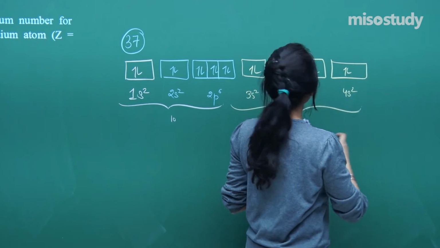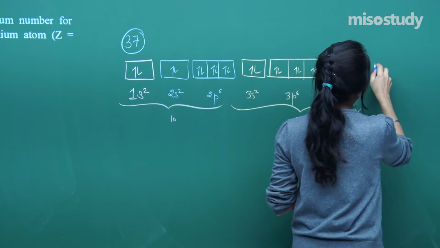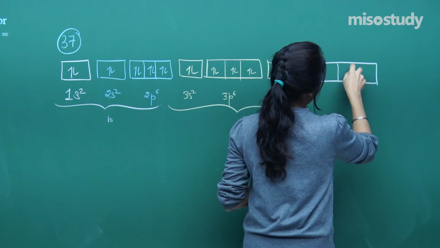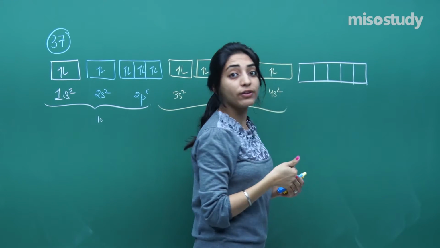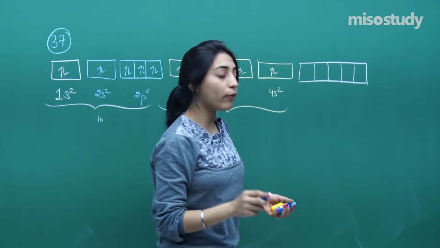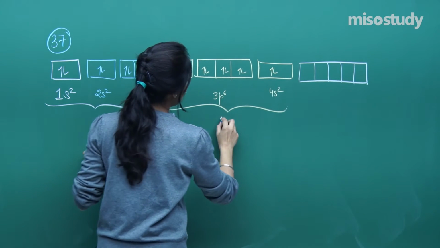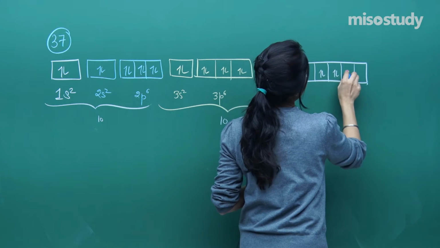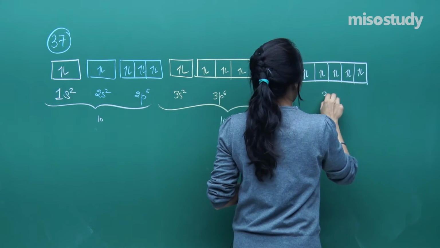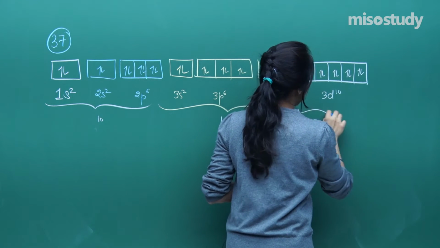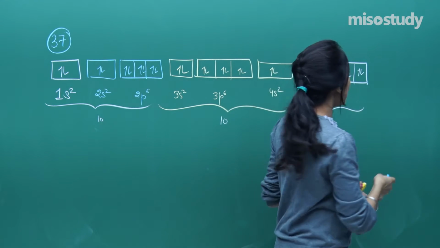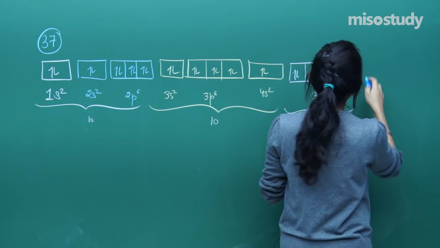After 4s, it is the 3d which starts filling up. In 3d, we know there can be a maximum of 10 electrons. So we got 10 here, we got 10 here, and then put 10 here. 1, 2, 3, 4, 5, 6, 7, 8, 9, 10. So it is 3d10. Another 10 are done. After 3d10, it should be 4p.